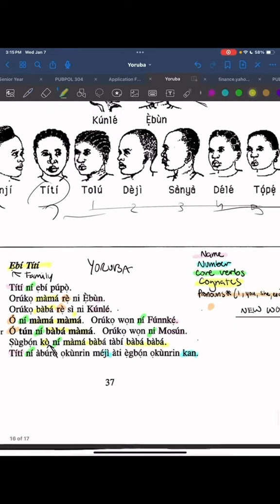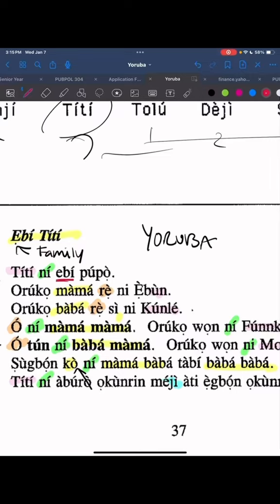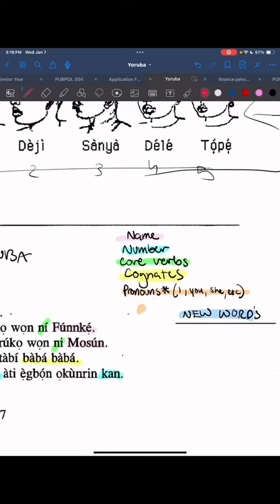So let's actually try reading this, right? Titi ni ebi. Okay, Titi has family. I might not know what this word means. Let's highlight it. Because what you're going to do with any reading you do, if it's complex, if it's simple, is you're going to try and find new vocabulary. So I don't know what pupo means. So we're going to write it down.